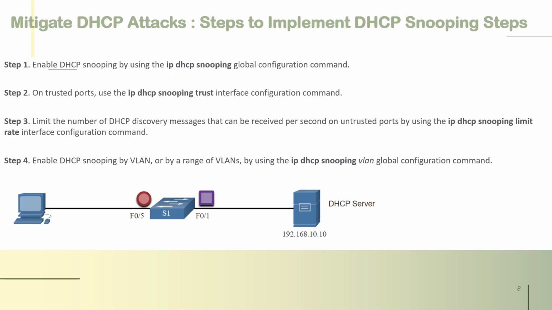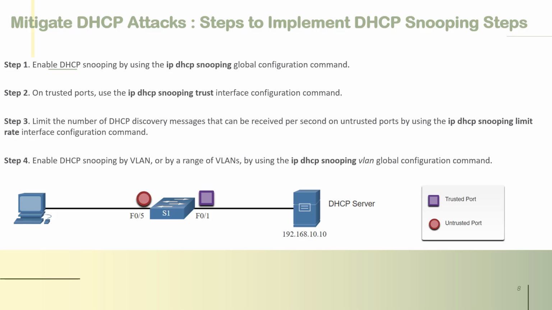Here we see that FastEthernet 0/5 is an untrusted port because it's connected to a PC, and meanwhile FastEthernet 0/1 is a trusted port because it connects the DHCP server. So here are the trusted and untrusted ports. And in this example, we will show how to configure DHCP snooping on switch S1.